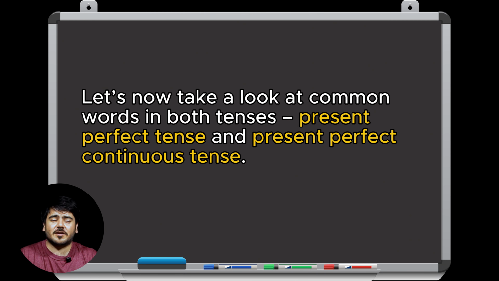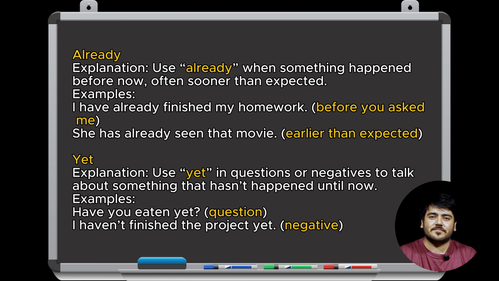Let's now take a look at common words in both tenses, present perfect tense and present perfect continuous tense. To start with the first one, already. We use already when something happened before now, often sooner than expected. Examples: I've already finished my homework before you asked me. She has already seen the movie earlier than expected. Number 2, yet.